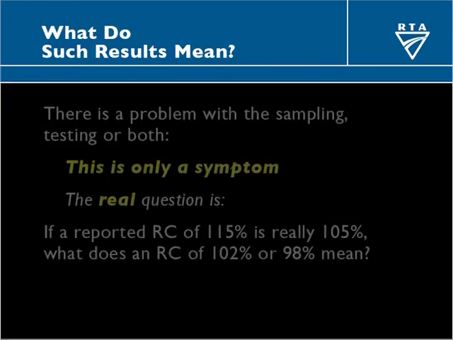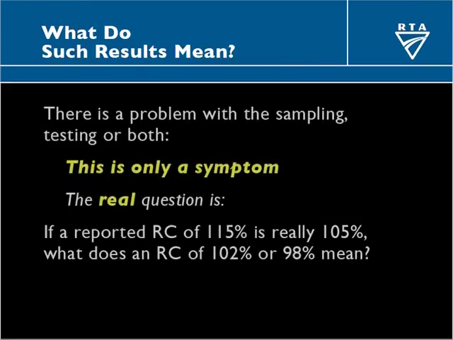So what do these results mean? The major thing is there is a problem with either the sampling or the testing or both. If you're starting to see particularly very high relative compaction results, that is almost certain. The real concern is that's only a symptom. It doesn't just apply to the isolated results. There is something causing it, and it's unlikely to be confined just to the ones which give you high results, particularly if it relates to the laboratory standard density figures.